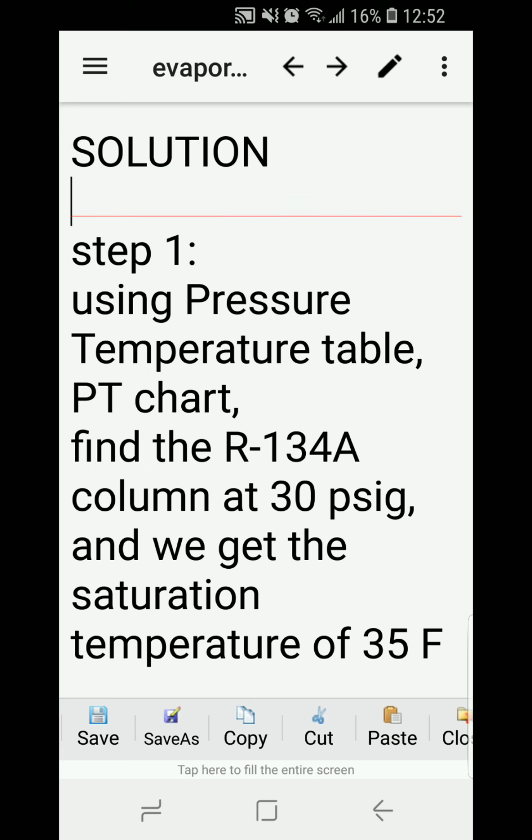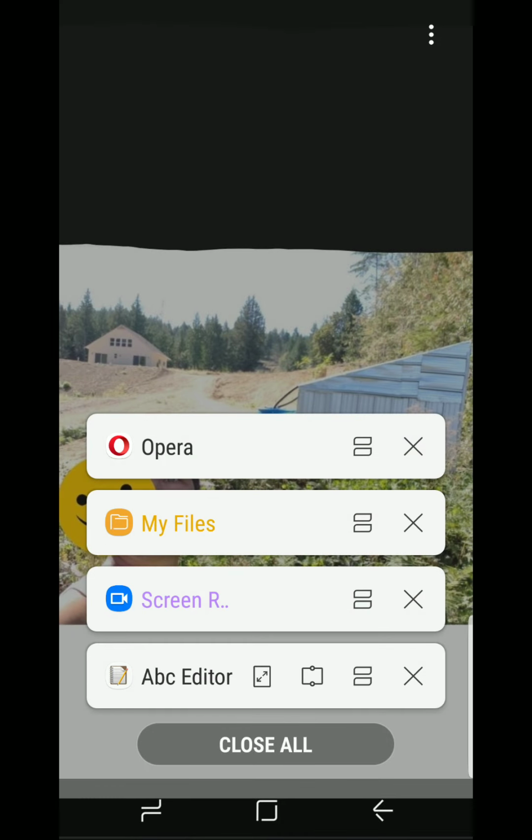first, step one, we need to use a pressure temperature table or PT chart. I'm going to go to the PT chart and we find the R134A column with the 30 psig, and then on the left side we should see the saturation temperature of 35 Fahrenheit. So, R134A, 30 psig, PT chart.